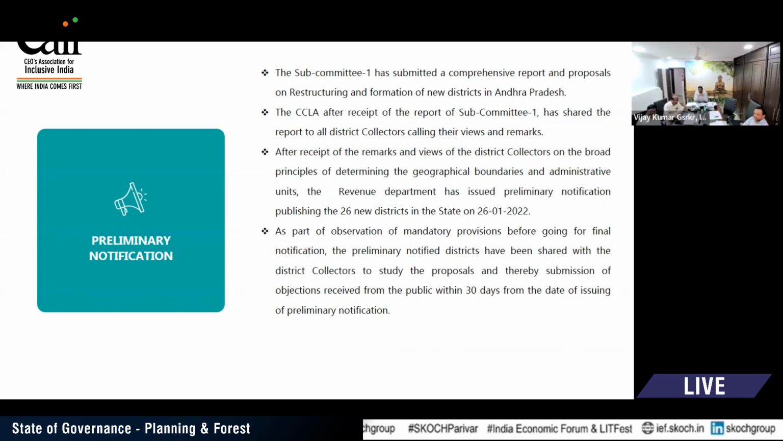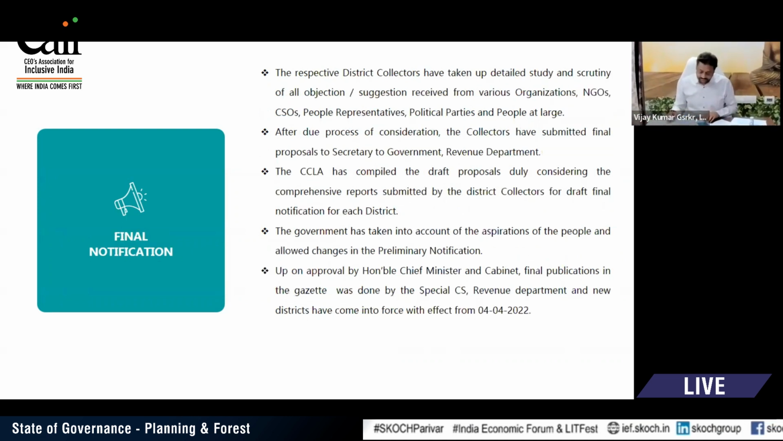Sorry. So after that, 30 days time we gave, then various representations have come as expected. In addition to that, a three-member committee headed by the Secretary of Planning visited the districts and we tried to collect from the people directly, and also whatever was already submitted to the collector, those grievances or suggestions were also reviewed.